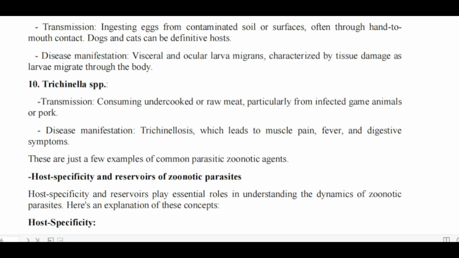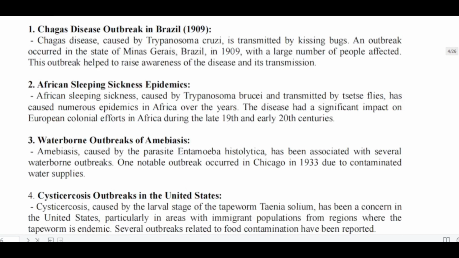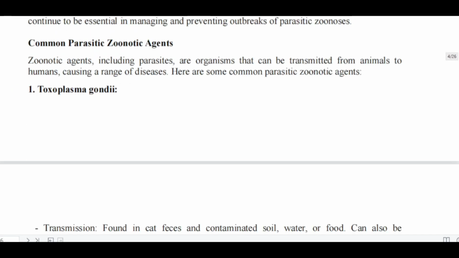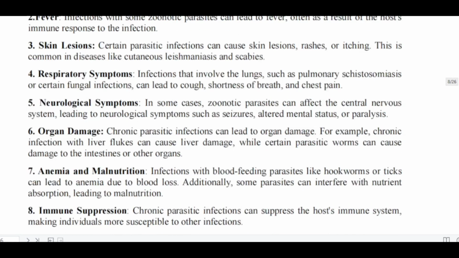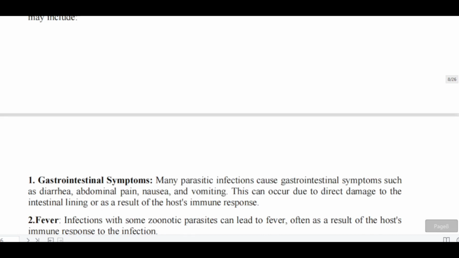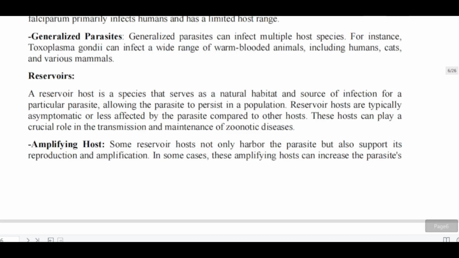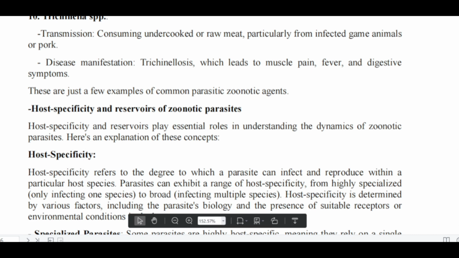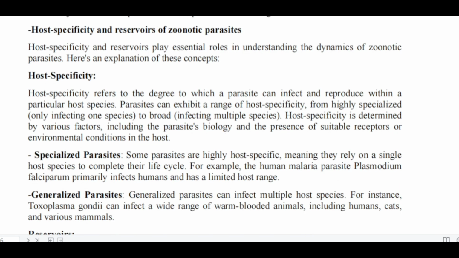These are all different kinds of common parasitic zoonotic agents, that is, diseases that can actually be caused by parasites. So I'll talk now about host specificity and reservoirs of zoonotic parasites.